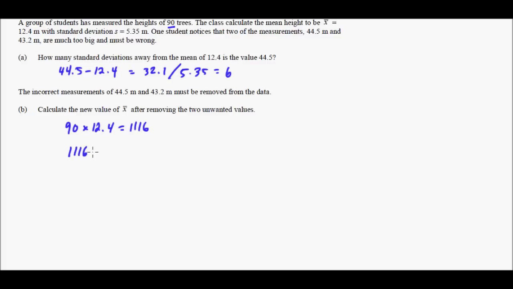Now they want us to take away the highest two values. So I'm going to do 1116 minus 44.5 minus 43.2, and you get 1028.3. Now they want you to calculate the new mean. Well, how many do we have now? We have 88. So the mean is just the total divided by the number. So we'll just divide that by 88 now, and we get 11.7. So the mean is 11.7.